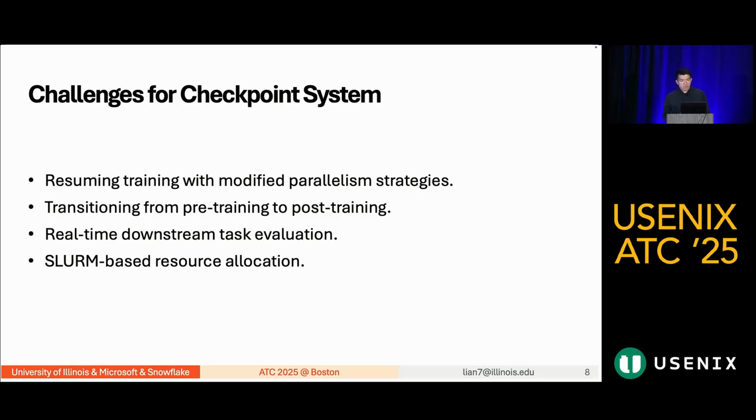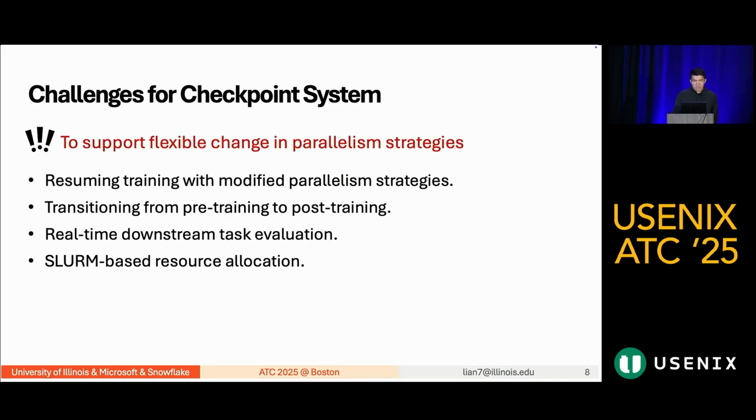Similarly, when transitioning from the pre-training to the post-training stage, which typically requires fewer GPUs, and real-time evaluation of downstream tasks also demands fewer resources. Also, when you use Slurm-based resource allocation, it's very difficult to guarantee the same number of GPUs. If a previous job allocation has expired, we may either fail to match the original GPU numbers or face a very long queue time. Therefore, one challenge for checkpointing systems these days is to support flexible changes in parallelism strategies.